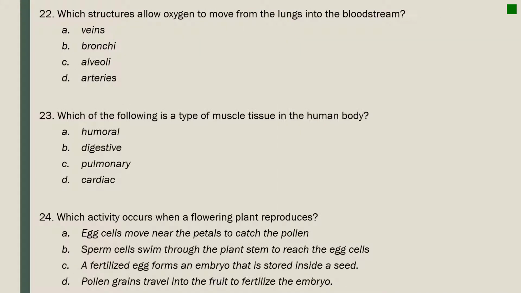22. Which structures allow oxygen to move from the lungs into the bloodstream? A. Veins. B. Bronchi. C. Alveoli. D. Arteries.